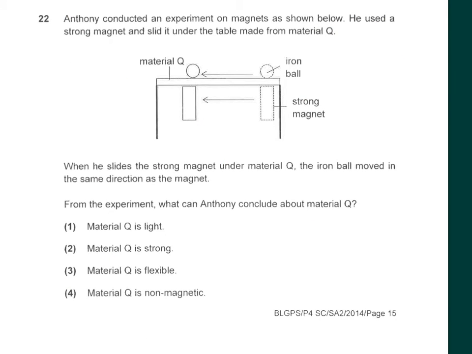Okay, question 22. Anthony conducted an experiment on magnets as shown below. He used a strong magnet and slid it under the table made from material Q.